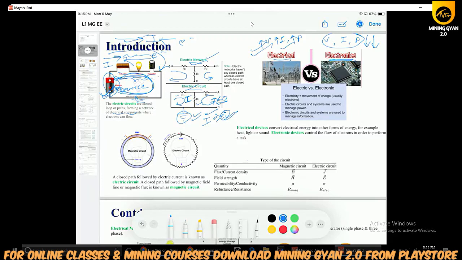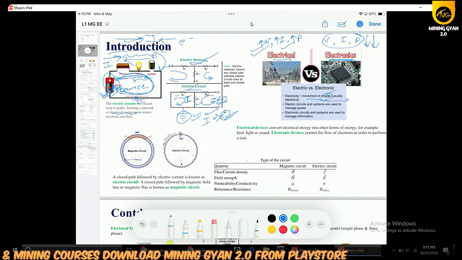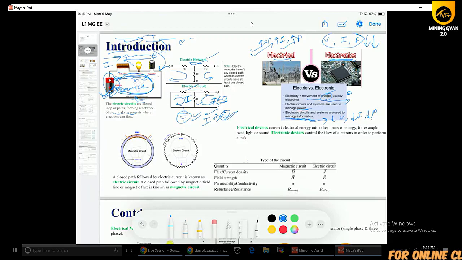So electricity relates to the movement of charge. What is the charge? An electron has a negative charge. So this is the basic element of any electrical network or circuit. Then electric circuits and systems are used to manage the power through the circuit, whereas electronic circuits and systems are used to manage the information, because we are dealing with low voltage, low current and low power, just to pass the information from one end to the other end. This is the role of electronics.